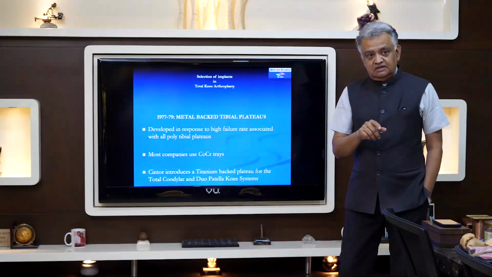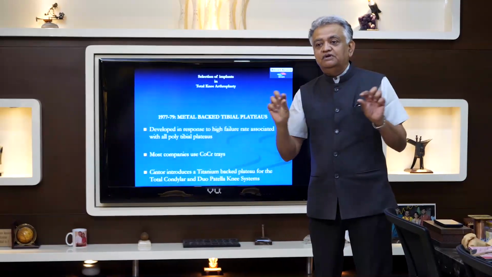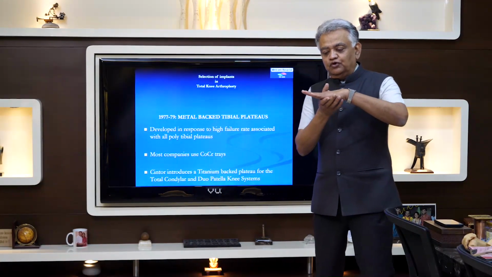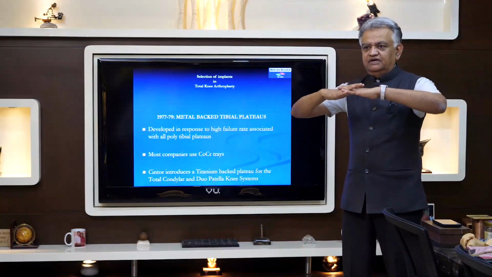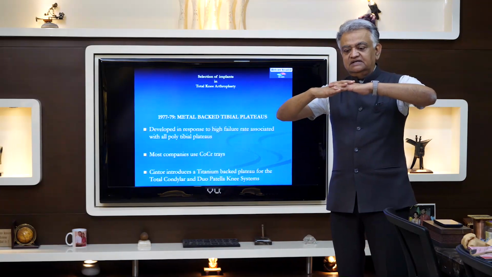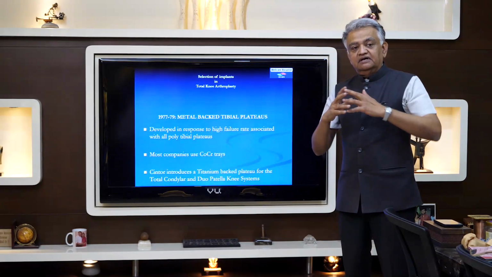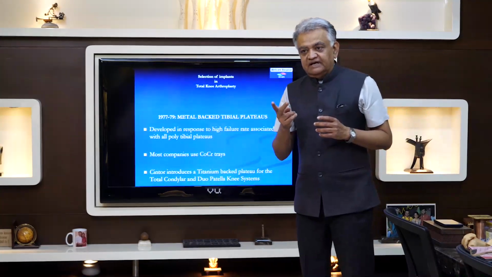They had come up with a particular type where the all poly tibia was only 4 millimeter thick. And it was later realized that 4 millimeter thick plastic is too thin. Under pressure, it will do a little bit of flexural changes, and that will break the cement mantle down, and that will lead to early loosening. So, two things happen in response to this.